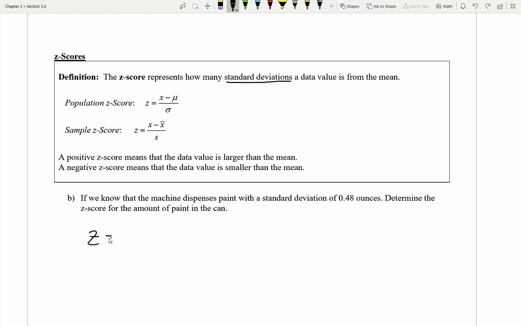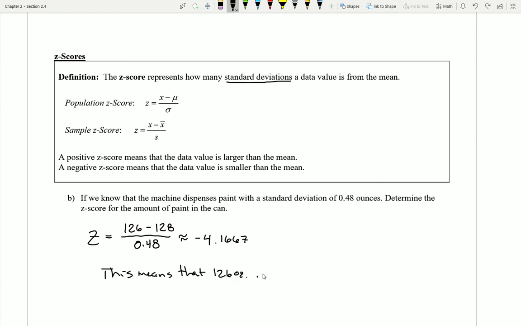So notice, I would go ahead and fill in all the information that I have up here. X, that's the amount of paint in our can, which is our 126 ounces. We have an average amount of paint that the machine produces, which is 128, and the standard deviation we were just told is 0.48. Now, if I was to go to my calculator and actually crunch this out, you could see that if I rounded this value off to 4 decimal places, I end up with something like negative 4.1667.